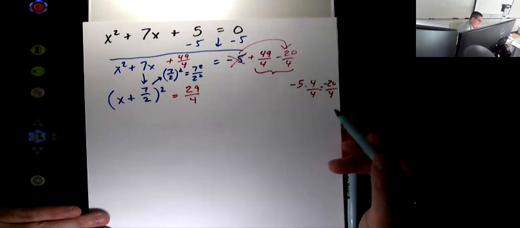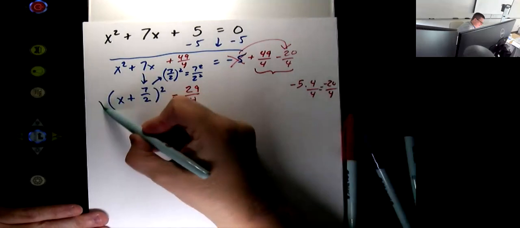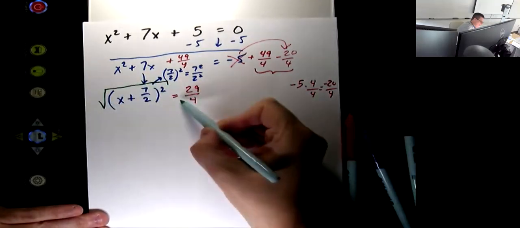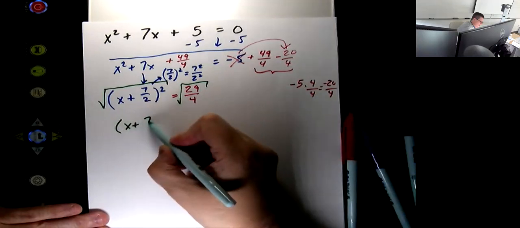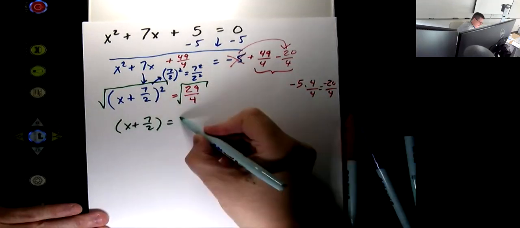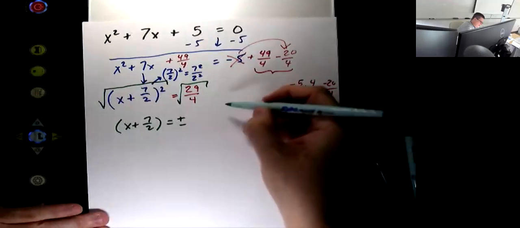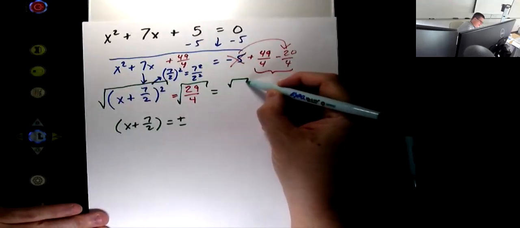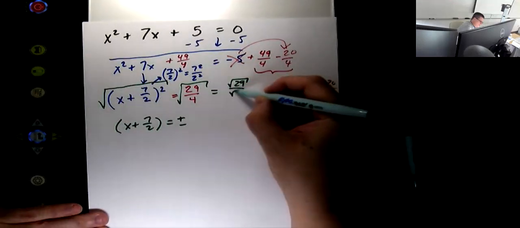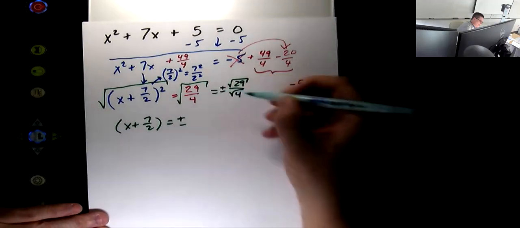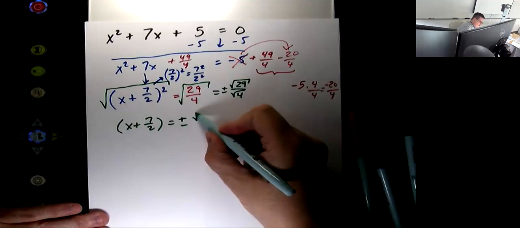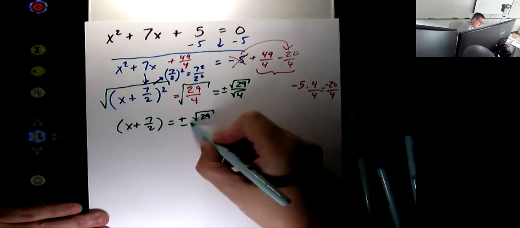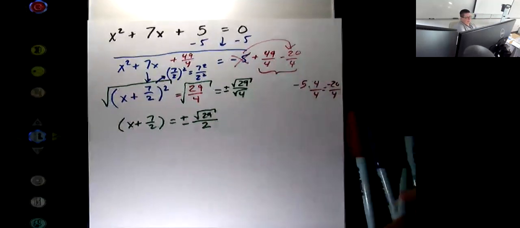Alright, so we take the square root of both sides. And I can do this as the square root of 29 over the square root of 4, with a plus or minus. And the square root of 4, I know, is 2. So I can just leave 2 on the bottom. Got it.